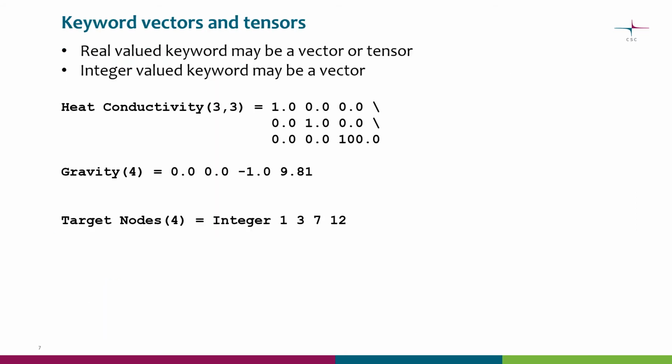As said, keywords can also be vectors and tensors. So here, for instance, we have defined a heat conductivity that is a 3×3 tensor. This could be used for anisotropic heat conductivity. This is a gravity vector. The first three components define the direction, and the fourth one defines the amplitude. And here we have some integer values. For instance, we could define which nodes to save the results in.